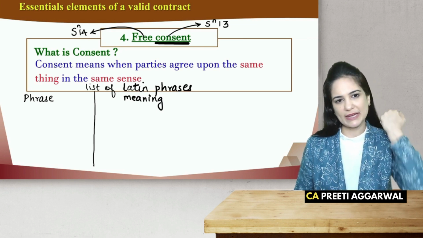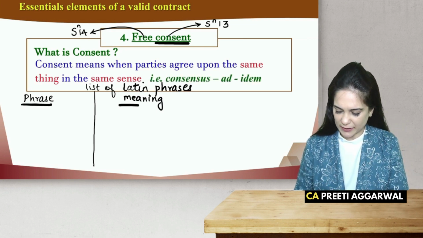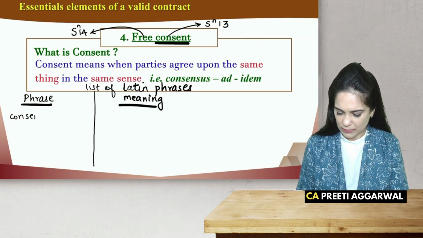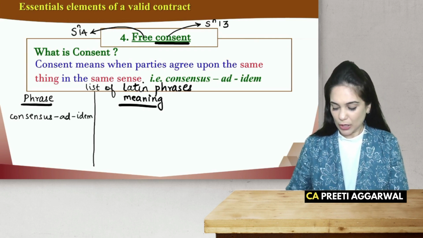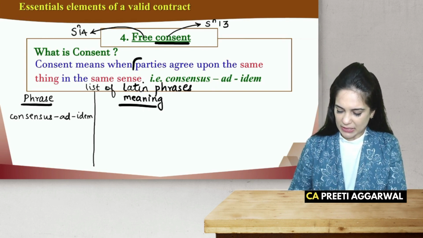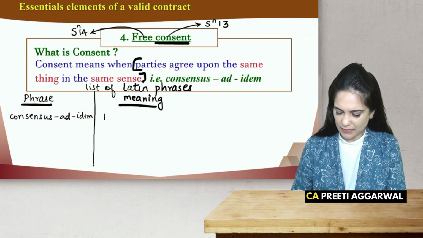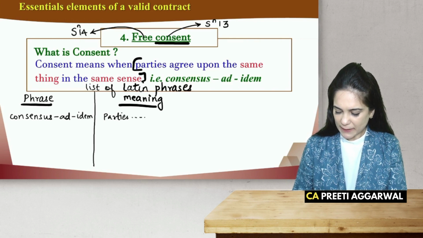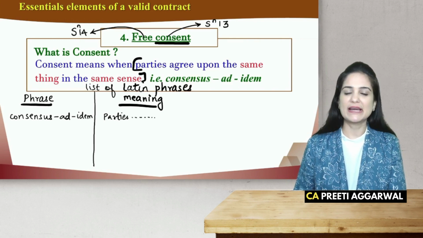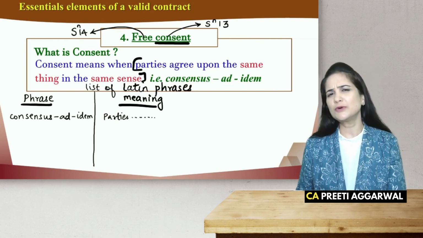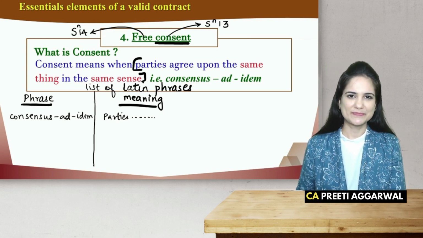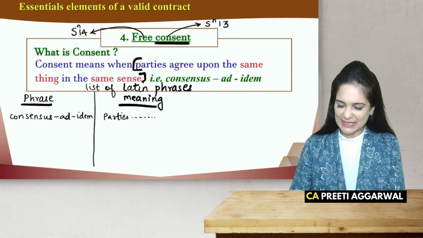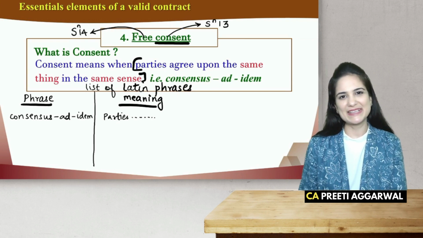So you will write down the Latin phrase consensus ad idem. On the right hand side, you will write parties must agree upon the same thing in the same sense. That is the meaning of the Latin phrase. So whenever you come across a Latin phrase, you will include it in the list. Done? Okay. So parties must agree upon the same thing in the same sense.